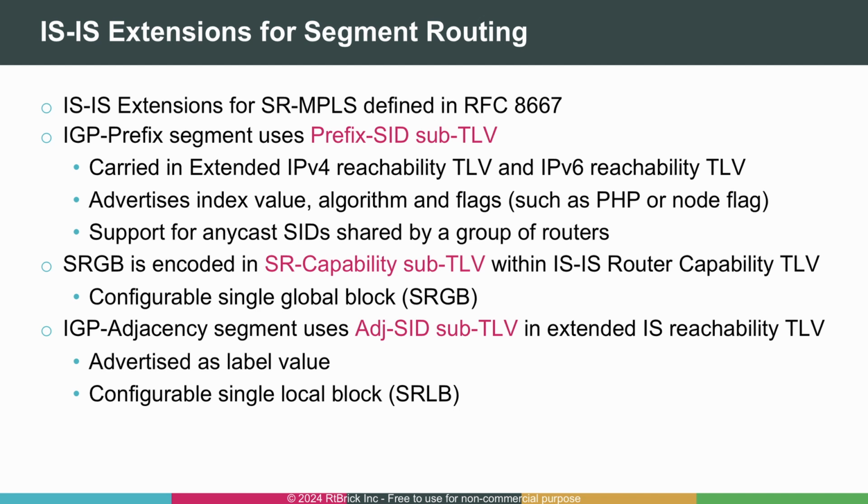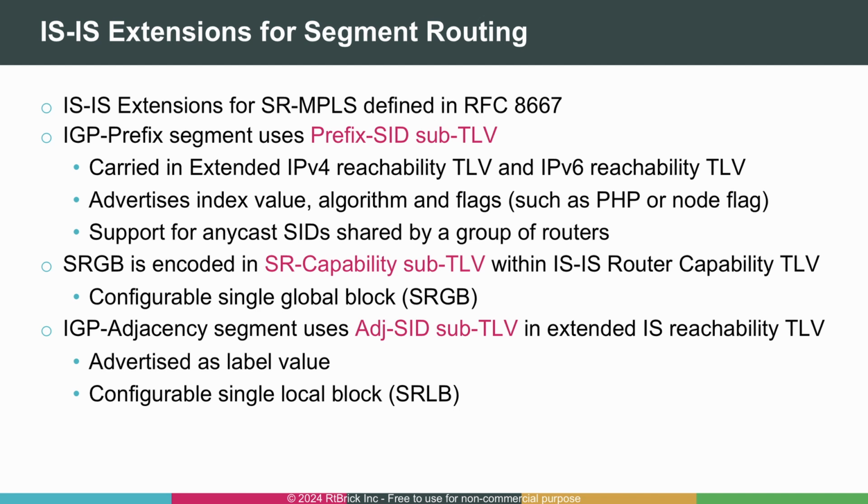For IGP prefix segments, ISIS advertises an index value representing the SID. This is achieved using the prefix SID sub-TLV, which is carried within the extended IPv4 reachability TLV, TLV 135, or the IPv6 reachability TLV, TLV 236, depending on the address family. The prefix SID sub-TLV encodes not only the index value but also the algorithm used and additional flags. Currently, RBFS supports only the shortest path algorithm. The flags indicate whether the SID represents a node or an anycast prefix, as well as whether penultimate hop popping should be used.